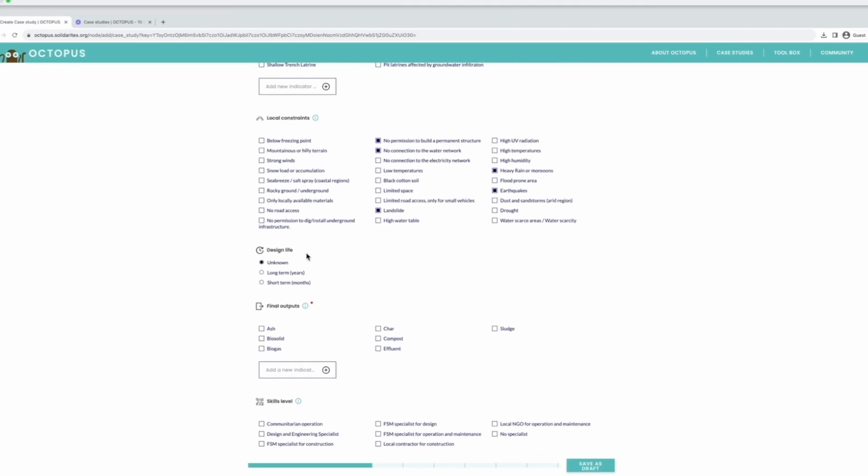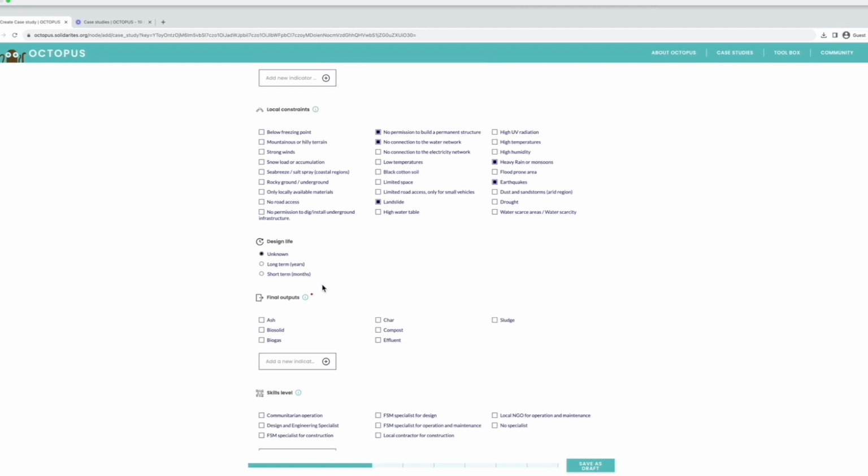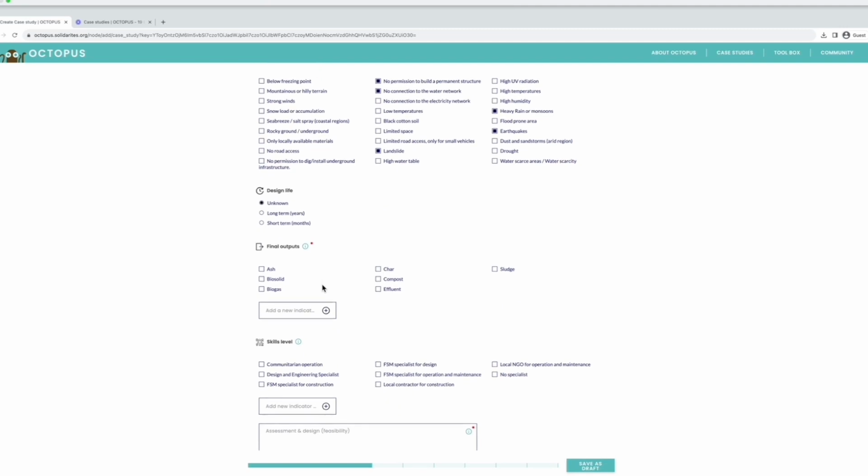Select the design life of the treatment plant if known. This denotes if the treatment plant is employed as a short-term or long-term solution.